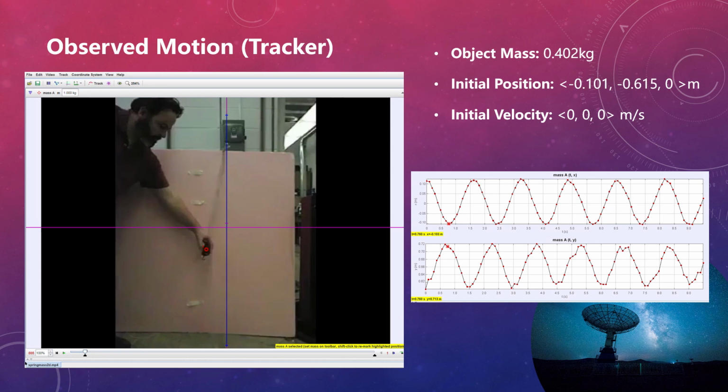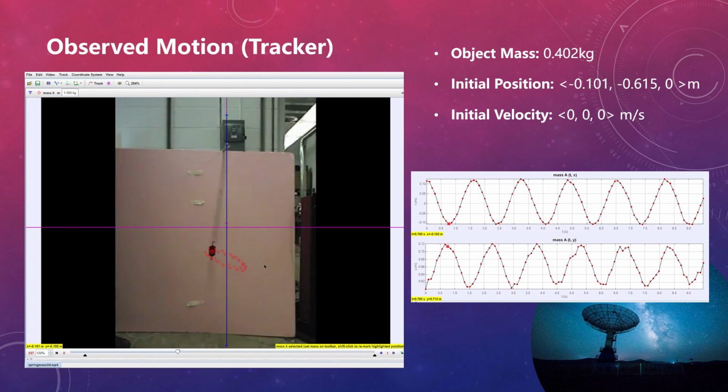So this is the observed motion through Tracker. Just a short video.